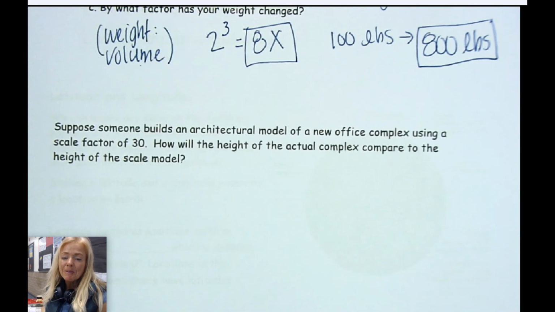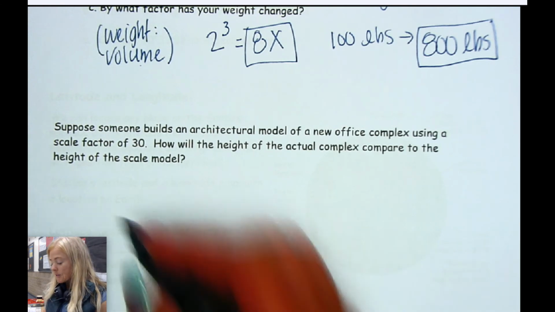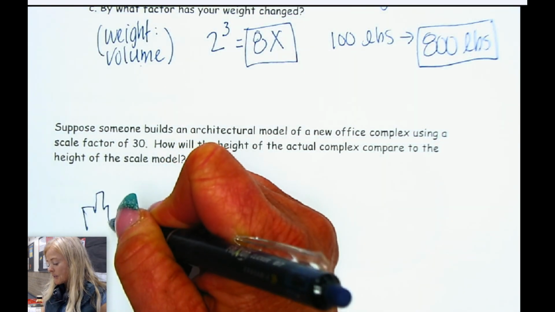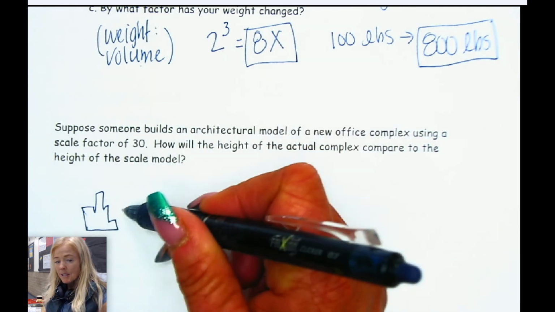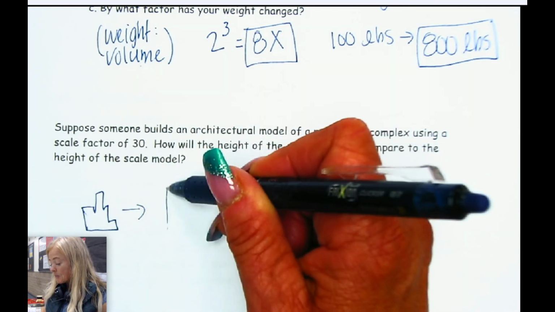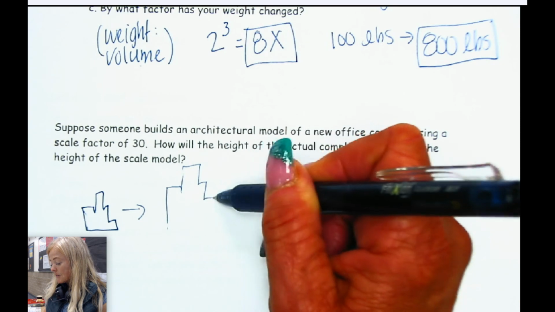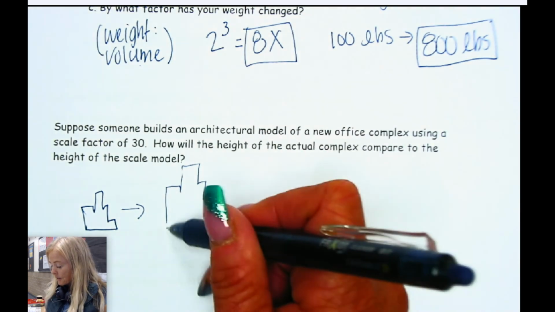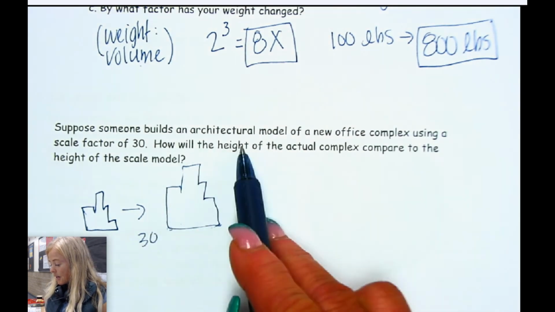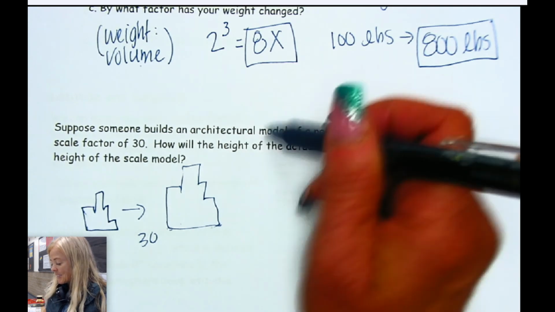All right, suppose someone builds an architectural model of a new office complex using a scale factor of 30. So he has this model of the office here. I don't know what it's going to be. And then he's going to actually build it, right? By a scale factor of 30.